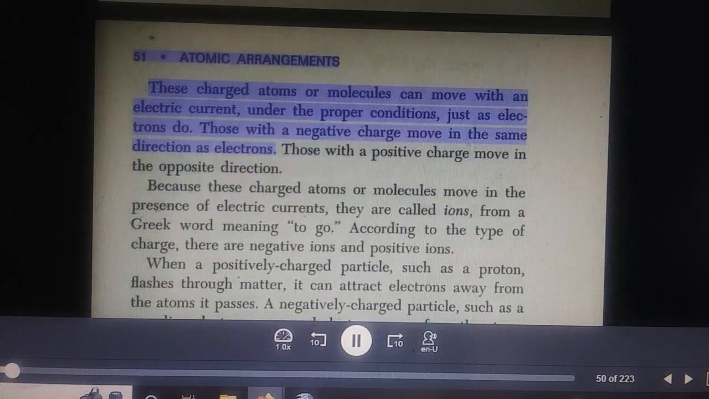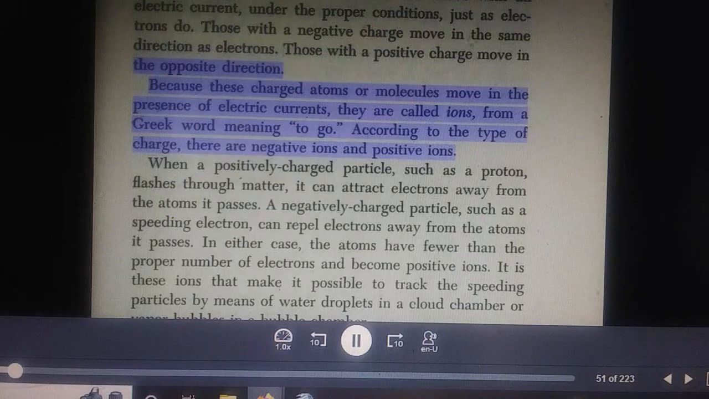These charged atoms or molecules can move with an electric current, under the proper conditions, just as electrons do. Those with a negative charge move in the same direction as electrons. Those with a positive charge move in the opposite direction. Because these charged atoms or molecules move in the presence of electric currents, they are called ions, from a Greek word meaning to go. According to the type of charge, there are negative ions and positive ions.